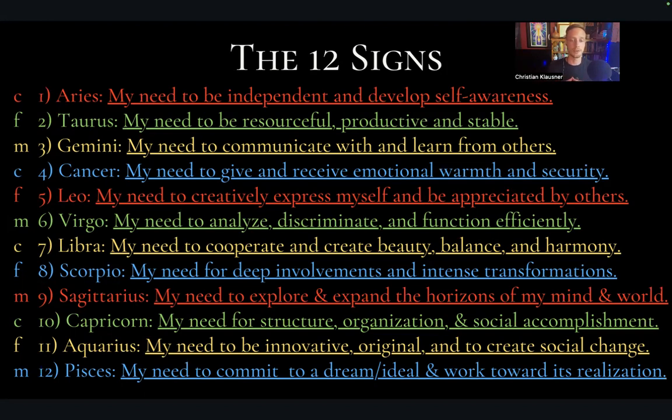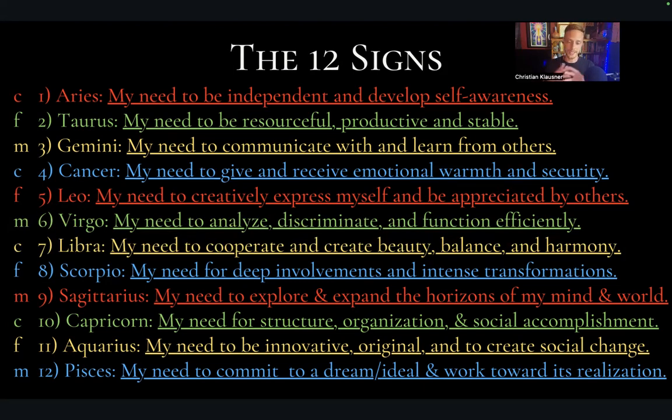Cancer, we all have a need to give and receive emotional warmth and nurturance and to feel at home. Leo, we all have a need to creatively express ourselves and be appreciated by others. Virgo, we all have a need to analyze, discriminate, and function efficiently, to think for ourselves. Libra, we all have a need to cooperate and create beauty, balance, and harmony.